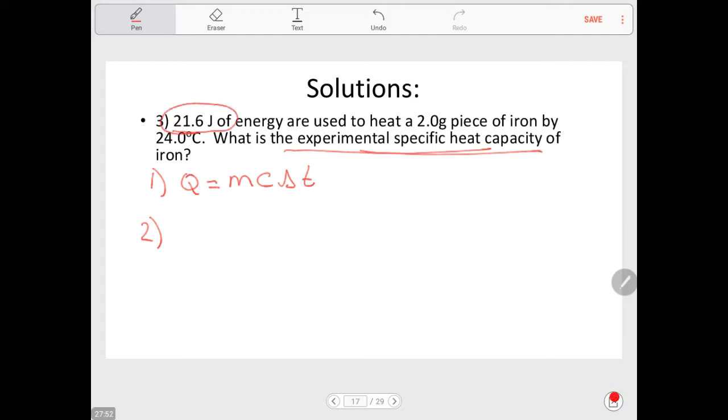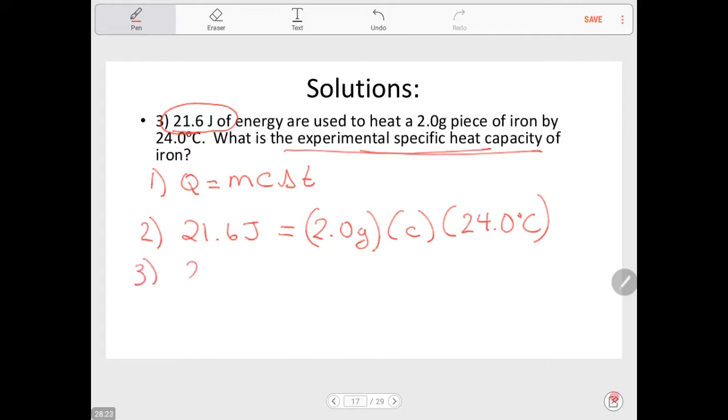This time, look at that. 21.6 joules of energy are used to heat iron. So that means our Q value is 21.6 joules. Our mass is 2.0 grams. We're going to solve for C, and we have raised the temperature of the iron by 24.0 degrees Celsius. Now, again, I haven't taught you math. Depends how you want to do this. I'll kind of show you my way.